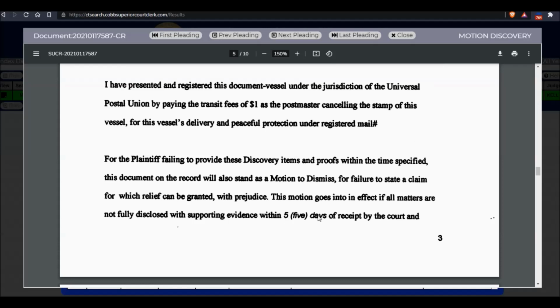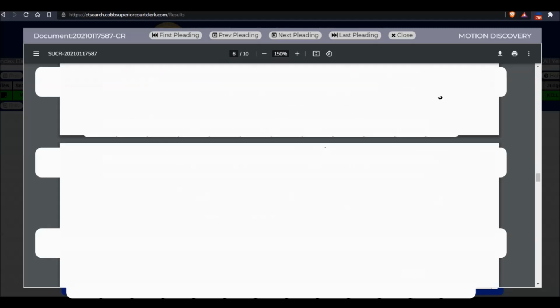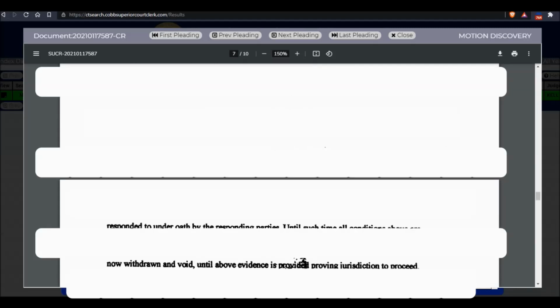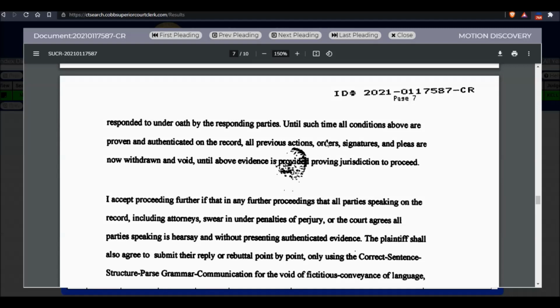Provided within 5 days. For plaintiff's failure to provide these discovery items within the time specified, this document on the record would also stand as a motion to dismiss. No, it can't. Discovery and motion to dismiss are two separate documents. You're mixing and matching. Automatically, you just annulled your own cause, and they're going to ignore this. And that's exactly what they did. And yet you wonder why they ignore your paperwork.